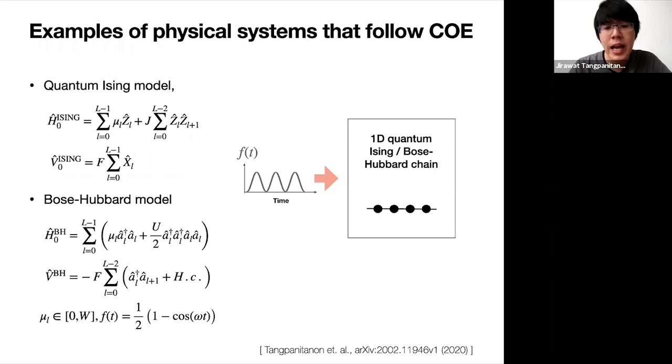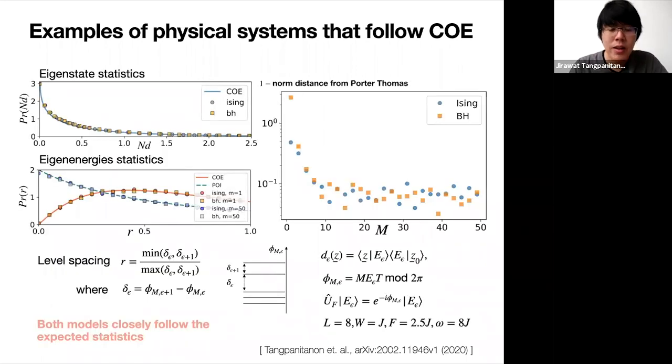Now, to give an example, we give a simple example of the 1D quantum Ising model and the 1D Bose-Hubbard model. You just drive it periodically, basically turning it on and off. In the Ising model, we drive it with the global magnetic field. In the Bose-Hubbard model, we drive it with the coupling, the hopping. And here we show that basically every quantity that we measure follows very closely the statistics that we expect.